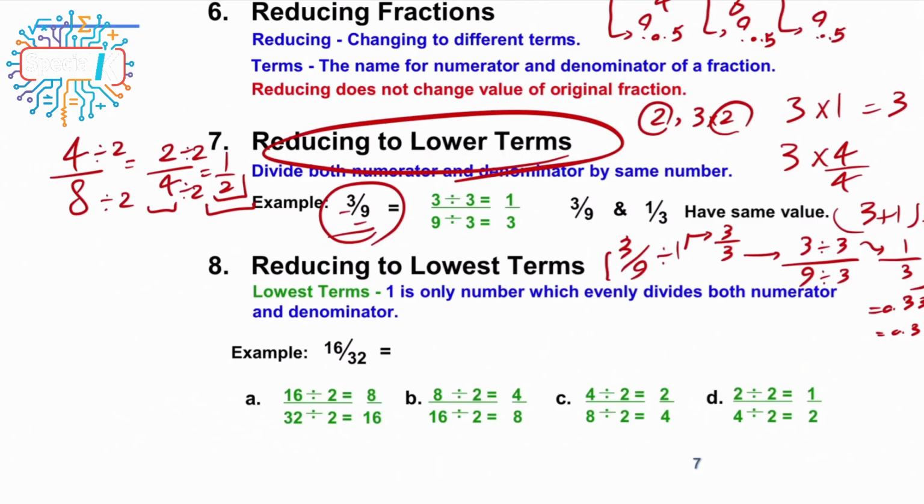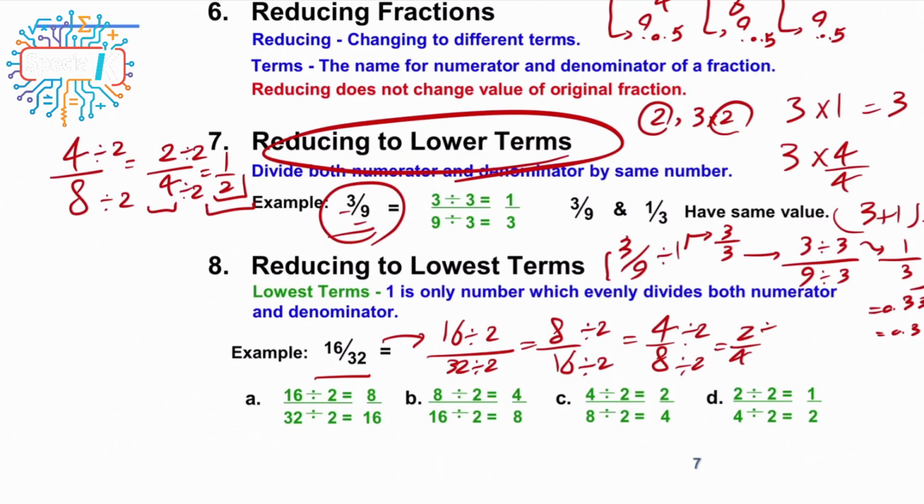16 over 32. Can I reduce it to lower terms? Of course I can. Why? Because both of them can be divided by 2 without any remainder. 16 divided by 2, 32 divided by 2. What do I have? 8 over 16. Can I do that again? Yes, you can. 8 divided by 2, 16 divided by 2. 4 over 8. Can I do that again? Yes, you can. 2 over 4. Do that again? Yes. 1 over 2. Do that again? No. This is the final step. So I just converted 16 over 32 to 1 over 2 as the lowest term.